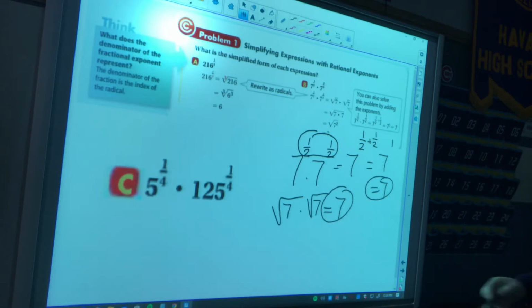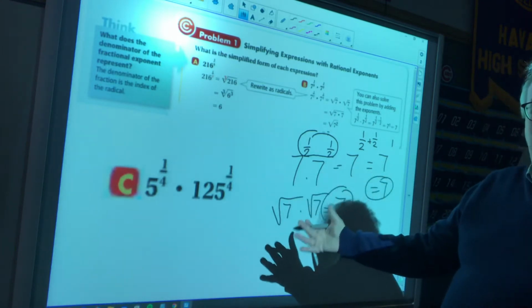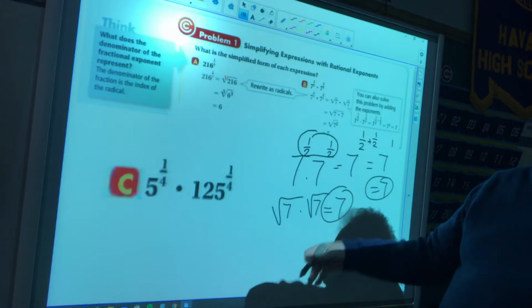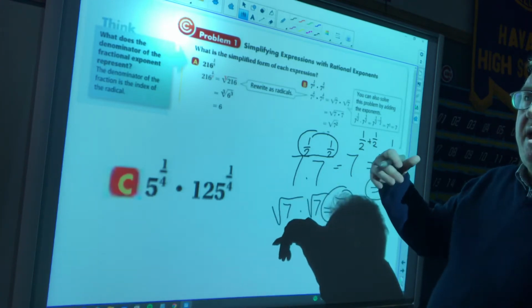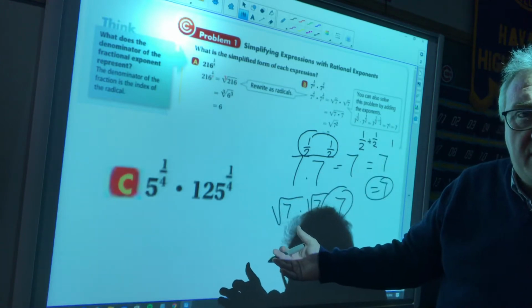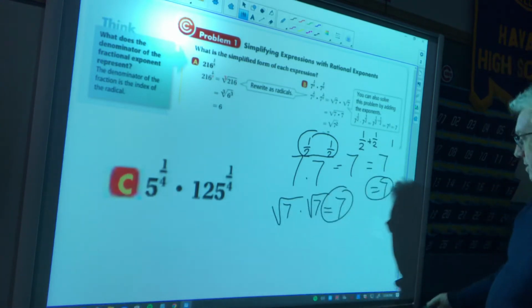So that's not too bad, but you need to understand the properties of exponents. If you don't remember the properties of exponents, you might want to take a second and review those quickly. Just look up properties of exponents.